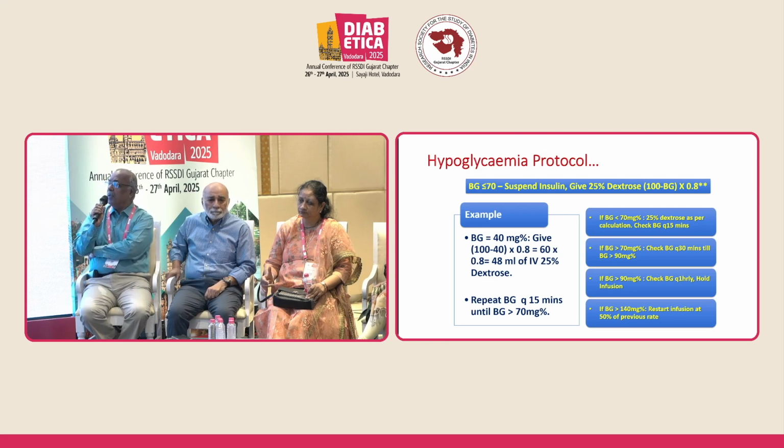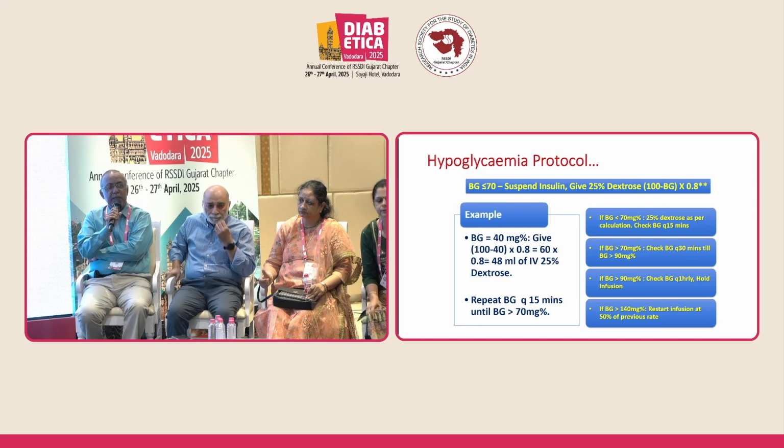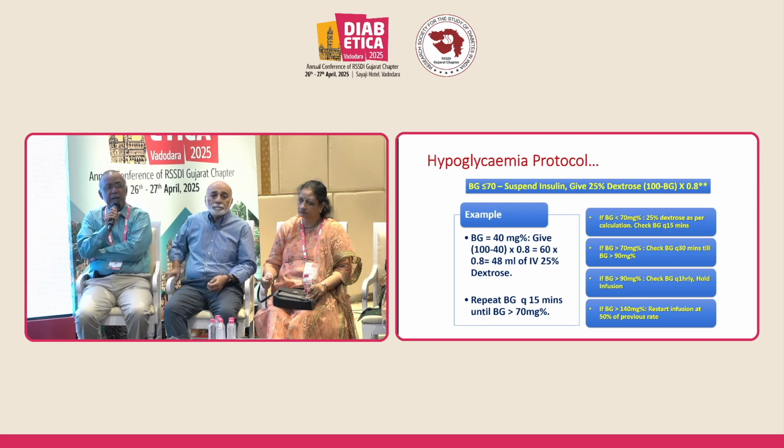So, once the blood sugar goes below 70, in fact, if it goes below 100, try to stop the infusion or reduce the rate. And if it goes below 70, obviously the infusion pump has to be stopped, and you have to give dextrose 25% by the formula that has been told. That is 100 minus the existing blood sugar, multiplied by 0.8. So if the patient's blood sugar is 40, 100 minus 40 would be 60, multiplied by 0.8 would be 48. So around 50 ml of dextrose has to be given.